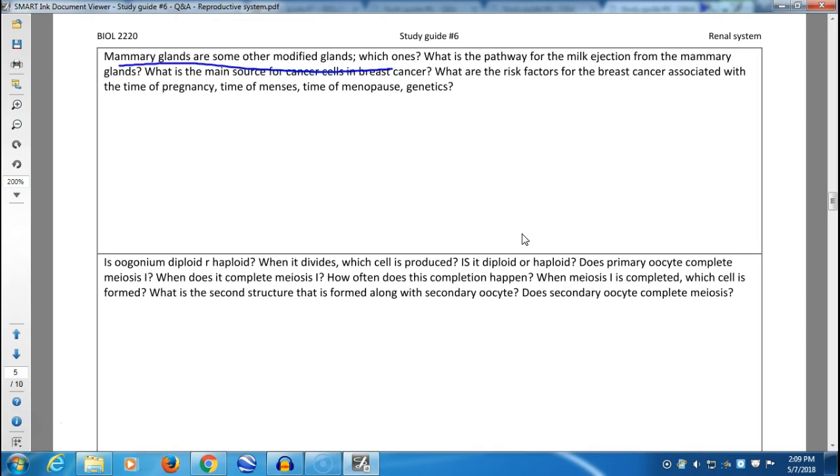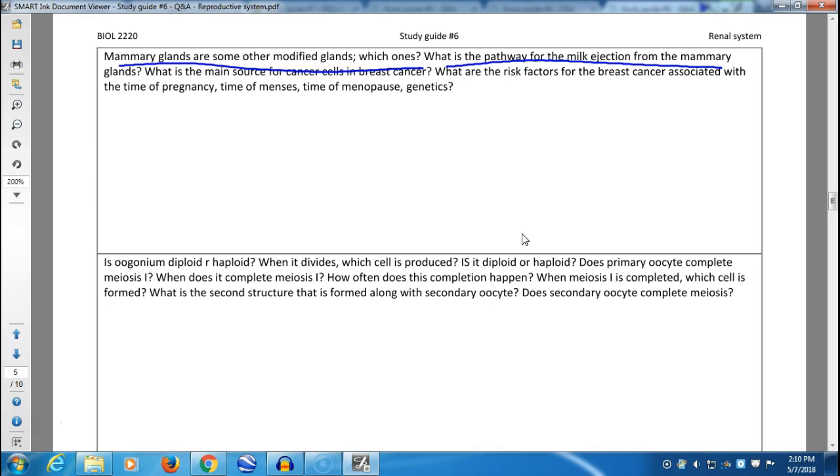Modified sweat glands, ducts, and then sinuses. Now, a major source of cancer cells. Breast cancer is epithelial cancer. Okay, risk factors: late menopause, no late pregnancies, no breastfeeding, genetic mutations, BRCA1 and 2. Just know them. Probably not going to ask about it. You know them already.